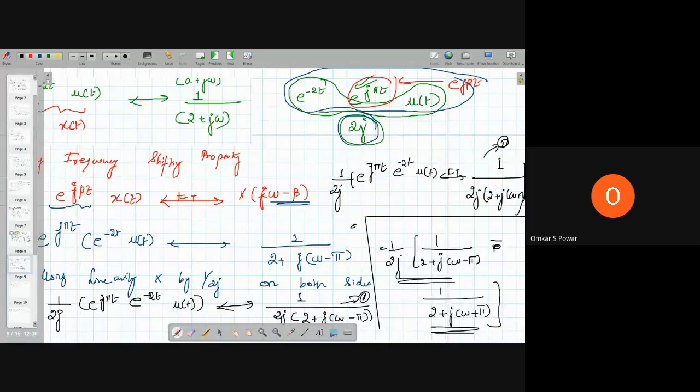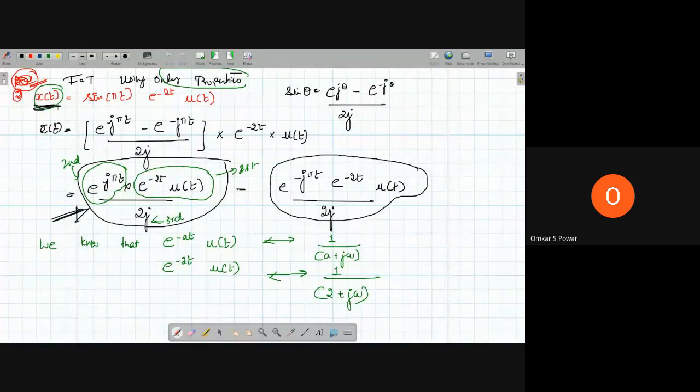Let me again brush up what I have done. What is the question given here? They have given you x of t, and we have to find the frequency domain signal, or the Fourier transform, of the signal using the property. The first thing I did was express sine in terms of e power j theta minus e power minus j theta, by 2j. Then multiply by e power minus 2t u of t. Then I simplified. First I took this one. If I get the frequency domain of this signal, it's the same as this signal; the only difference is that there it is plus pi, here it is minus pi, so I can replace that.